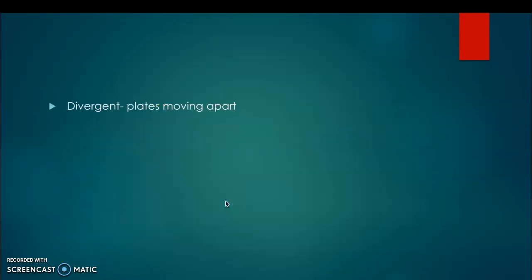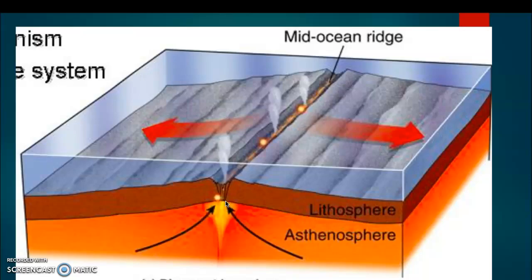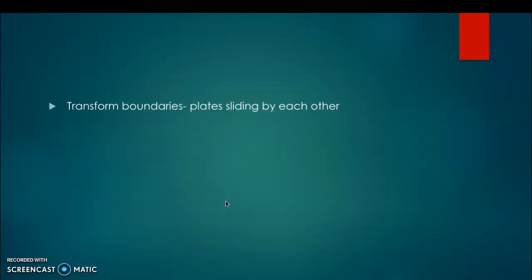All right, so we have divergent boundaries. These are plates that are moving apart. Here's that wonderful mid-ocean ridge. The mid-Atlantic ridge is a fantastic example of that. And we have one more. So we have those convergence, we have those divergence, and we have one more, which is called a transform boundary.